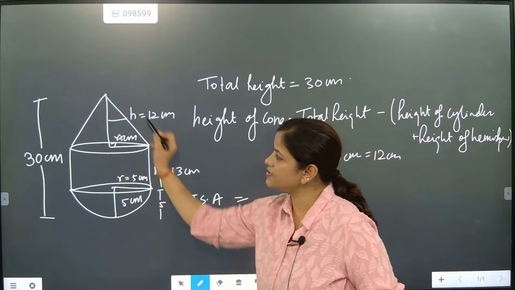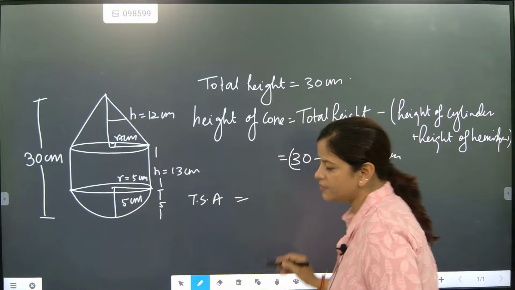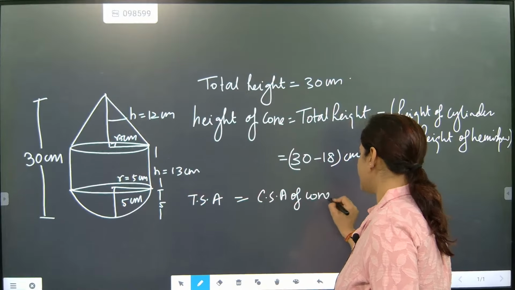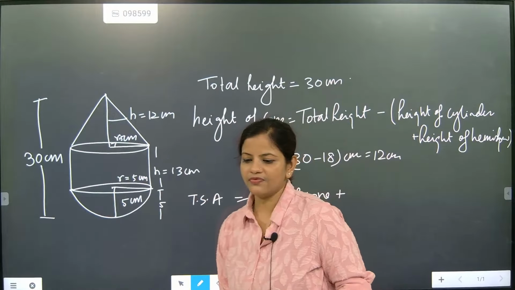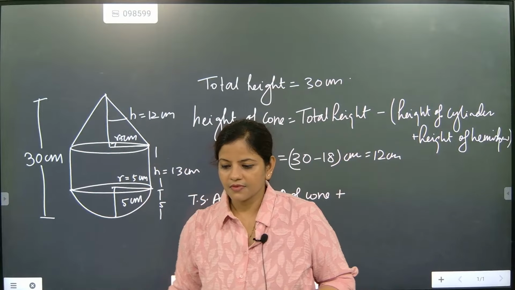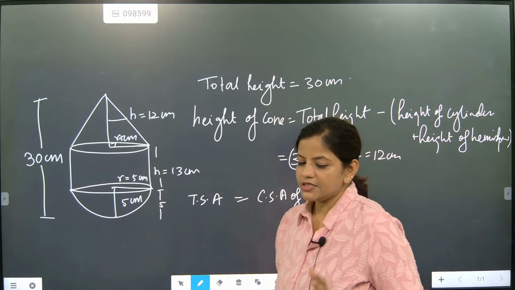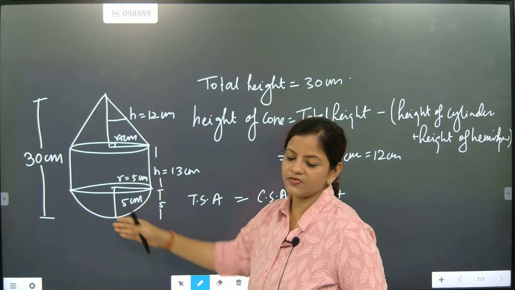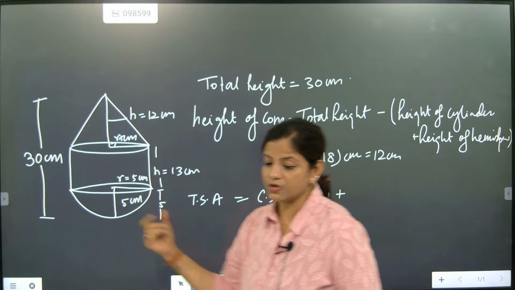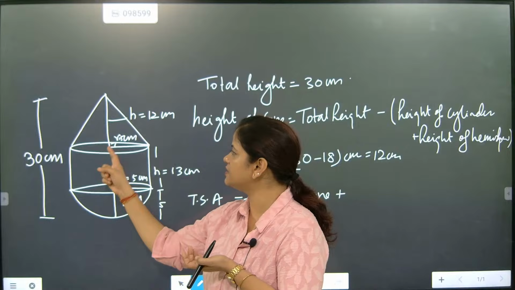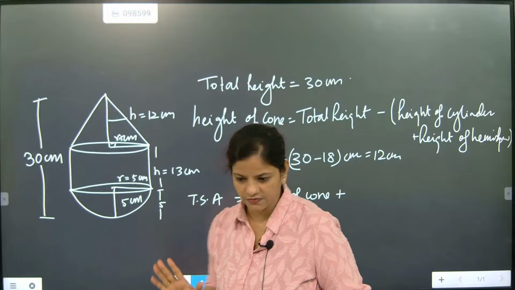First, the curved surface area of the cone, the CSA of the cone. Listen and understand this part: this is a cone plus a cylinder plus a hemisphere. But we will not take the base, because all the bases are fitted one above the other. So we need not find this part. Only the curved surface area we need to find.